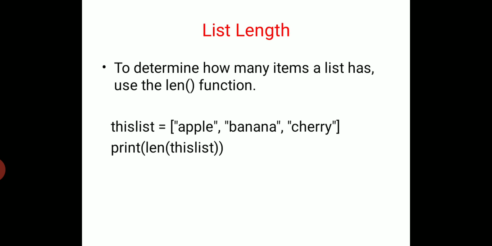Now if you want to know the length of our array, you use the len function. For this you create a list, this list apple, banana and cherry, and print len of this list. What is the length of our list? You can easily count 1, 2, 3. So the output is 3. If I introduce one more element, then the length will become 4.